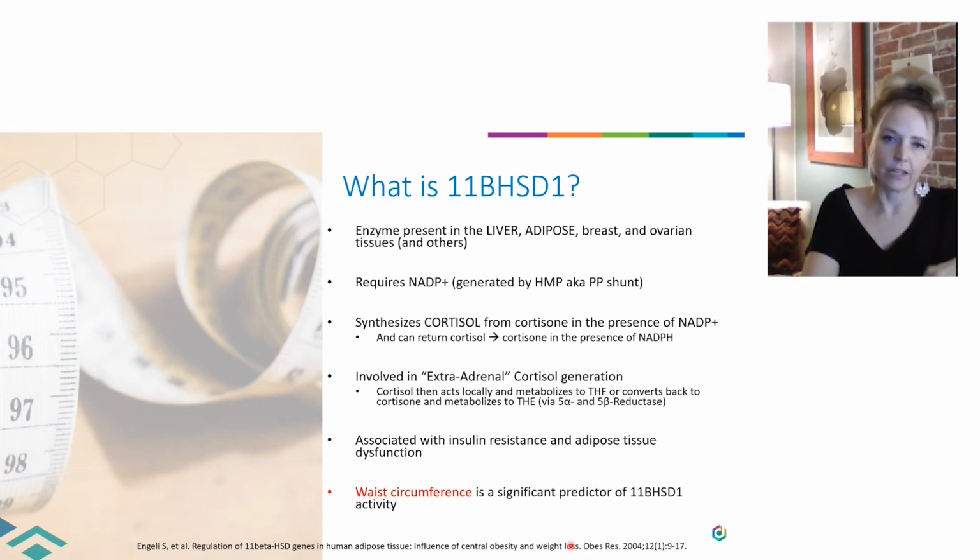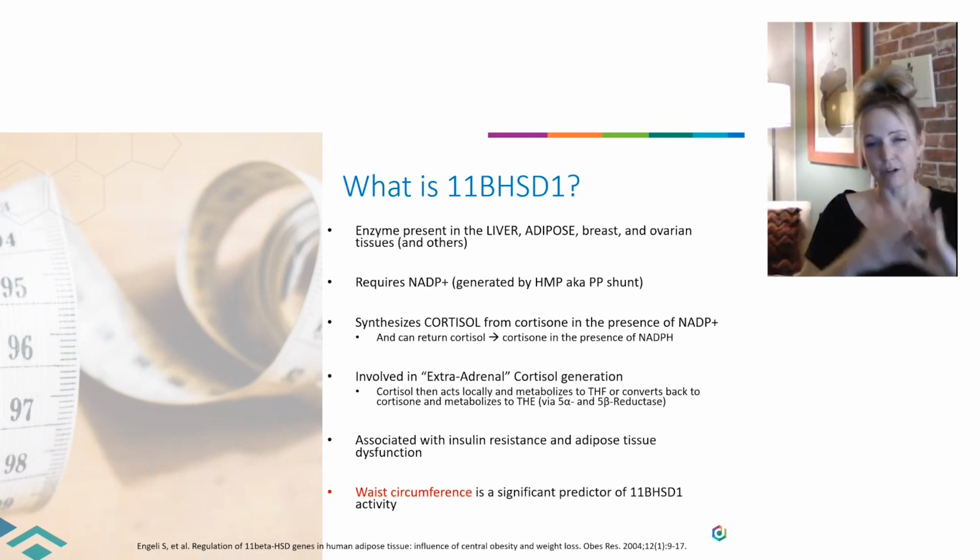Waist circumference, interestingly, is a predictor of 11-beta HSD1. So not BMI, nothing else. Waist circumference is your most significantly associated predictor. So if you have a female patient who's greater than a 35-inch waist, or a male patient with a higher than 40-inch waist, you're probably going to see high metabolized cortisol.